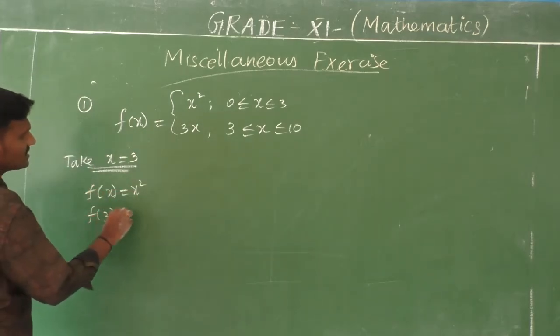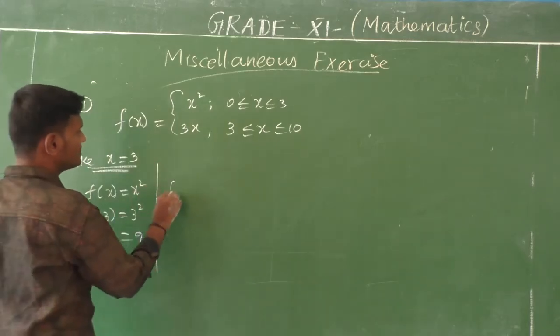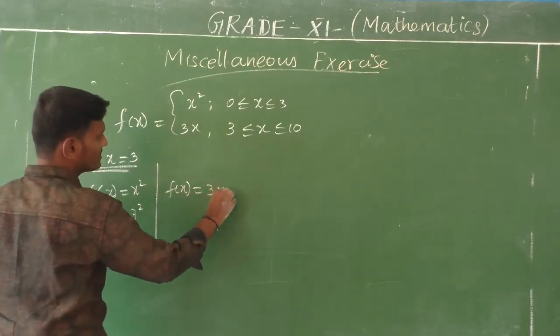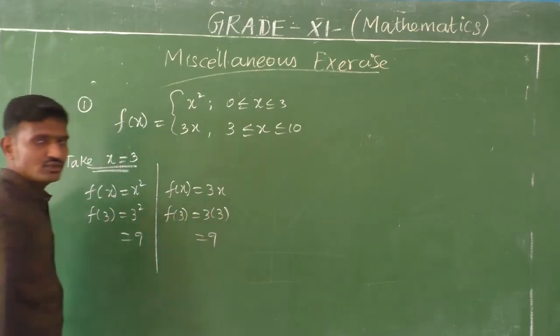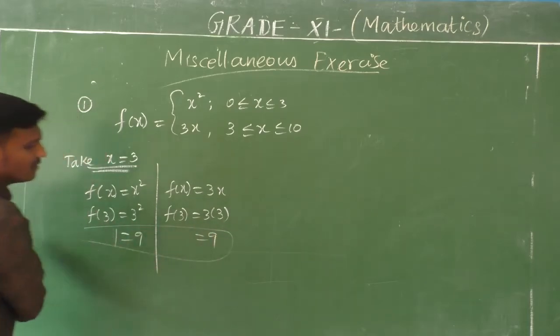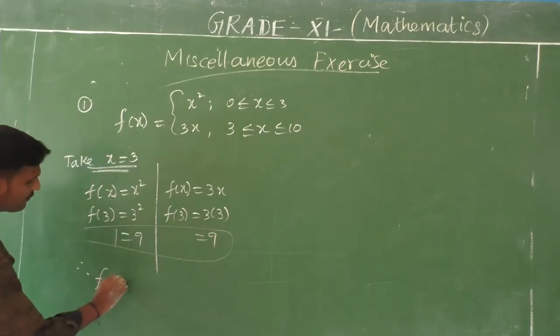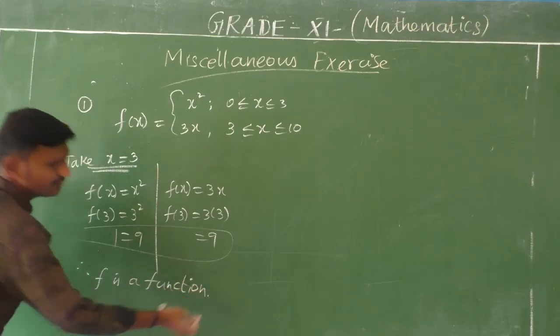f of 3 is equal to 3 square, that is 9. And the second one is f of x equal to 3x, so f of 3 is equal to 3 into 3, which is also equal to 9. So from these two, both are equal, no? Therefore f is a function.